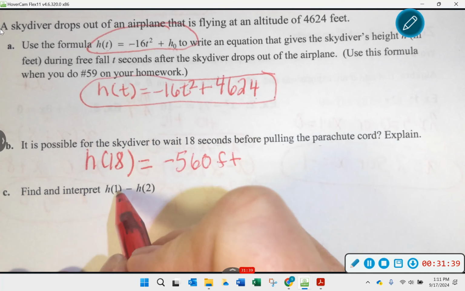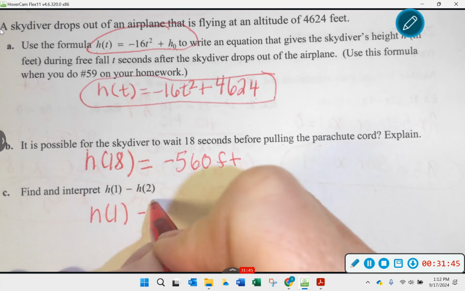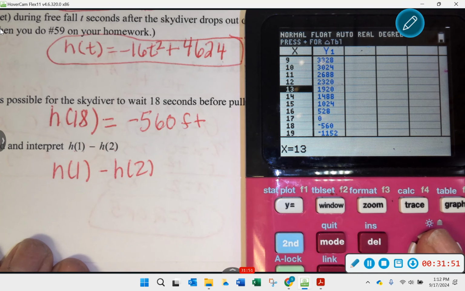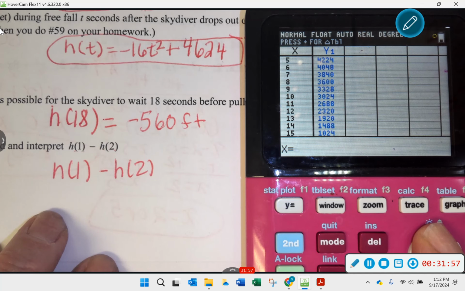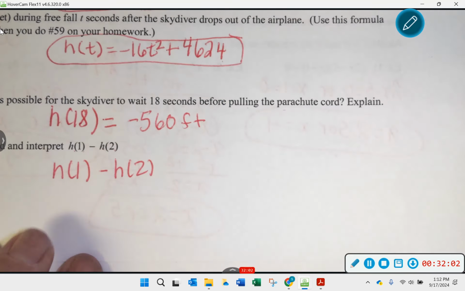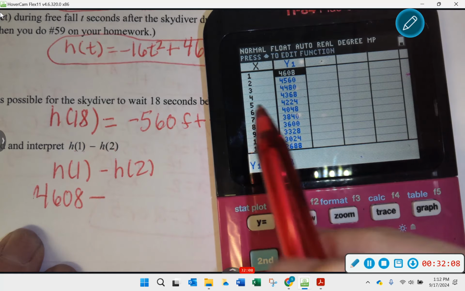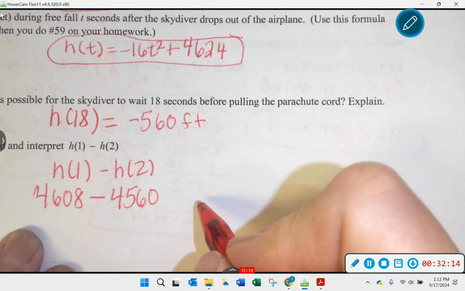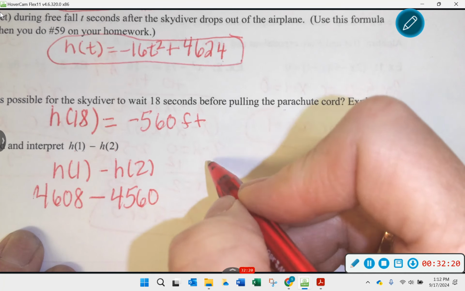But anyway, let's find and interpret h of 1 minus h of 2. So h of 1 minus h of 2, what does that mean we would do? What are we plugging in? Time of 1, can I do that on my calculator? Right there it is. 4608 minus h of 2, 4560. So that is how far? 48 feet, right?